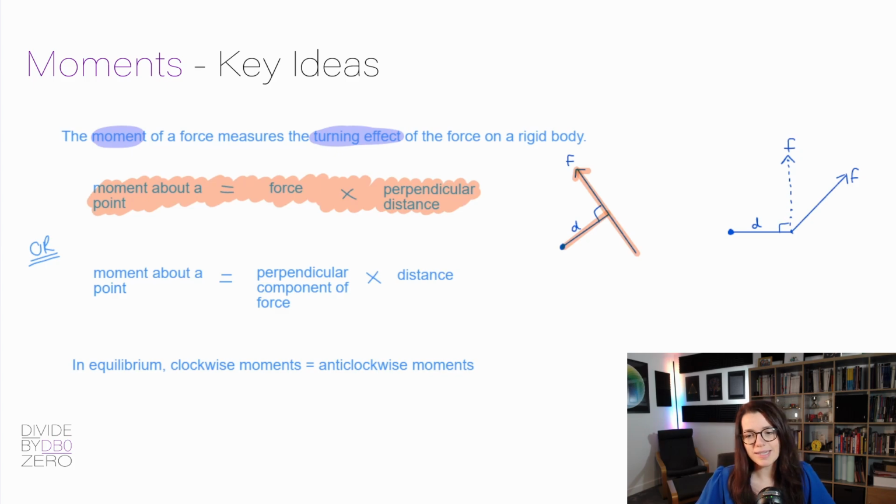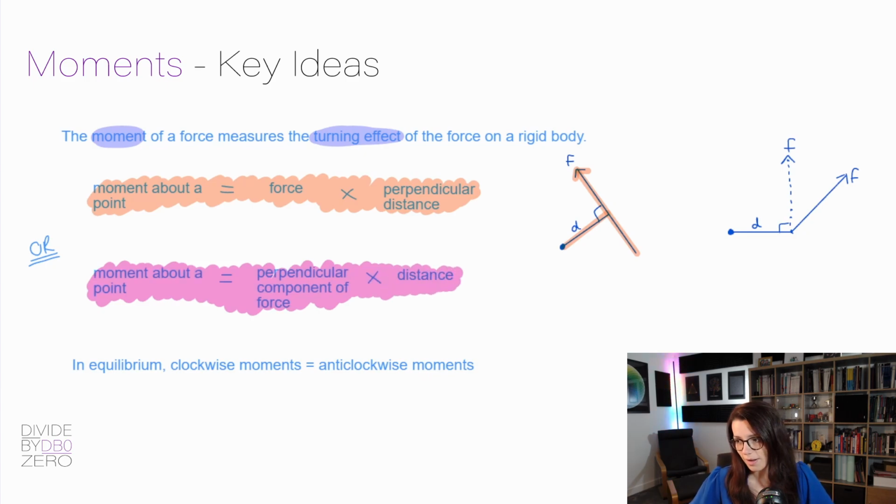Another way of thinking about it is that the moment about a point is actually equal to the perpendicular component of the force times the distance. And this is the version that I usually use in questions. So in this diagram, this would be the perpendicular component of the force F times that distance there.